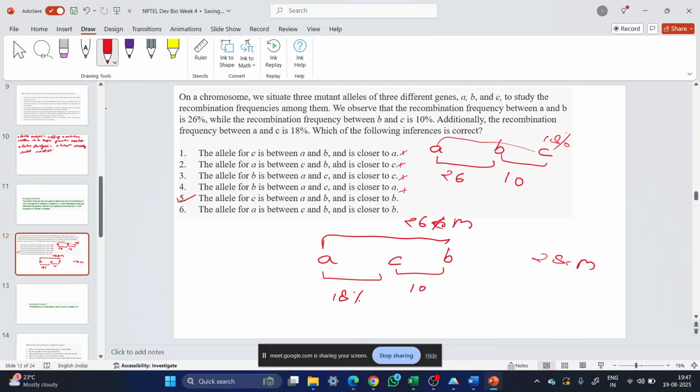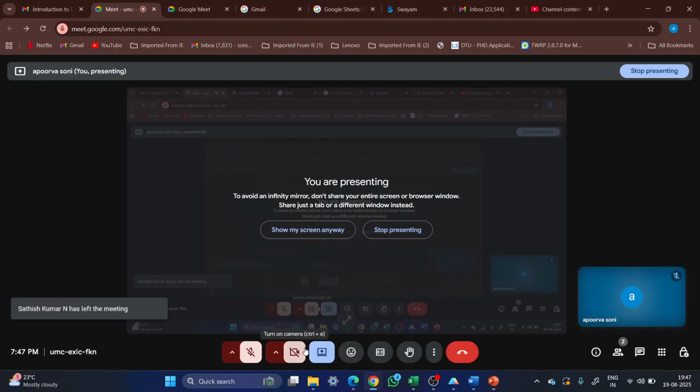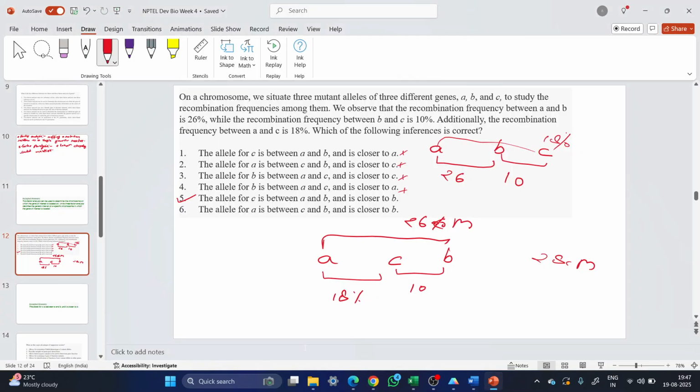That is the beauty of 3-point test cross, that it can tell you the precise location of a genetic interval. It can tell you which gene is in between. Whenever you are doing questions related to 3-point test cross, they ask you such questions: which gene is in between, the distance is given, make a map. These are some regular kinds of questions which come whenever we are dealing with 3-point test cross questions. So I hope this is clear to you. Now let us move to the next question.